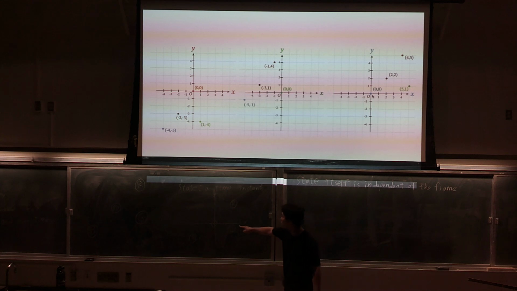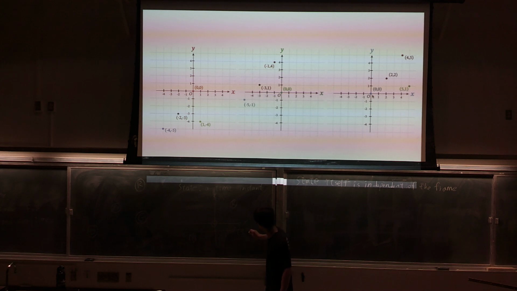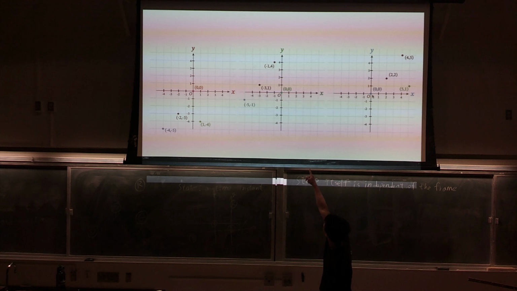So instead of the black dot frame, I can put my coordinate system on the green dot. So right now I'm looking at the green dot frame. In the green dot frame here, the red dot should be over here.